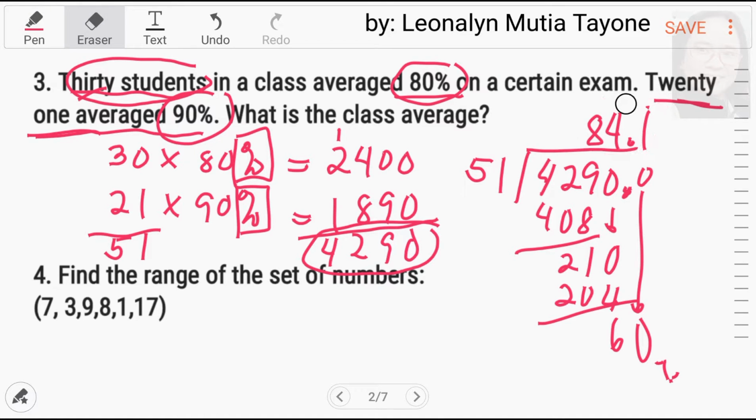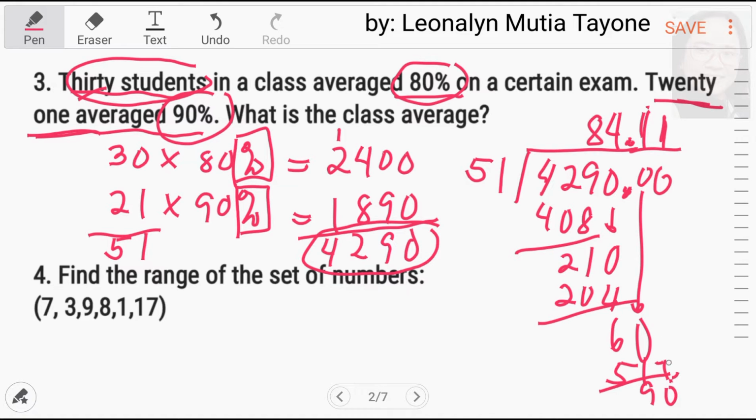Wait, i-delete natin ito. I-continue natin. So, this is 1, 51. Tapos, this is 9. Isa pang 0. 90 divided by 51. So, 1 lang din yan. Just in case sa choices, 84.1, tapos yung iba 0.2, 0.3. So, ito na yung sagot, kasi ang next niya ay 1. So, 0.1 kung i-round off natin yan. So, dito na tayo. Ang answer dito ay 84.1.